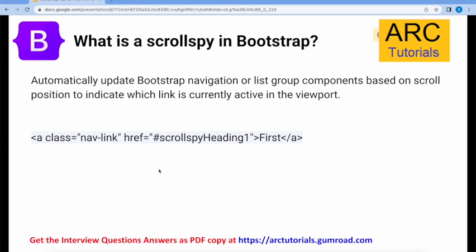Now, what is scroll spy in Bootstrap? Let's say you're building a single page application where you want to navigate in the same page, but at the same time you want to indicate the link as active. So it will jump to that particular section and make the link currently active. That's where we use scroll spy. The way you do it is you give an href such as scrollspy heading 1 and the same ID you give to the section, and then it will work on a navigation basis. It will update the current link as active.